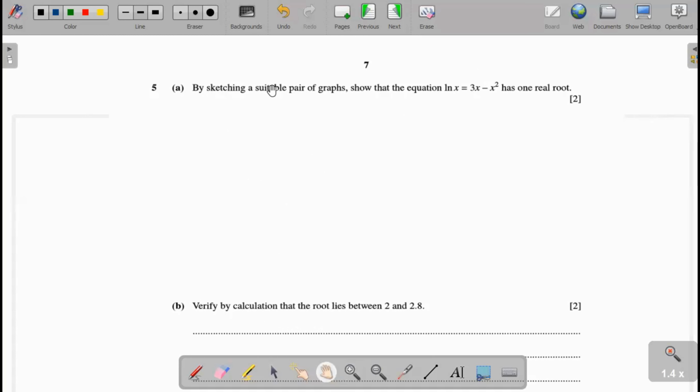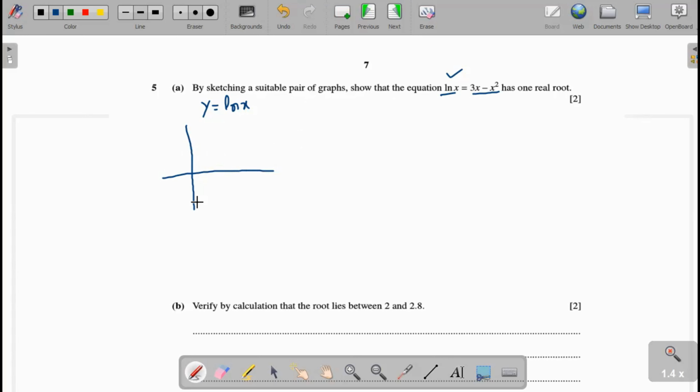Question 5. By sketching a suitable pair of graphs, show that the equation ln x equal to 3x minus x squared has one real root. Here are two graphs we will draw. First is the logarithm graph, second is the quadratic graph. Now y equal to ln x, we should remember the shape of the logarithm and quadratic graphs.